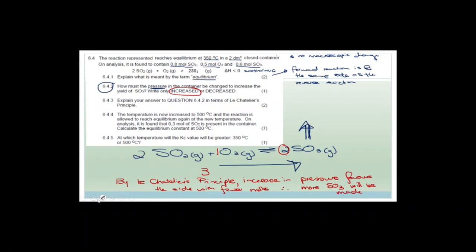Okay, now let's look at 6.4.4. And I don't think I need any of this. No, so we're going to raise the link. Okay, it says the temperature is now increased to 500 degrees Celsius. The reaction is now allowed to reach equilibrium again at the new temperature. On analysis, it is now found that you've got 0.3 moles of SO2 present in the container. Calculate the equilibrium constant at 500 degrees Celsius. Okay, so we're going to use our RICE.